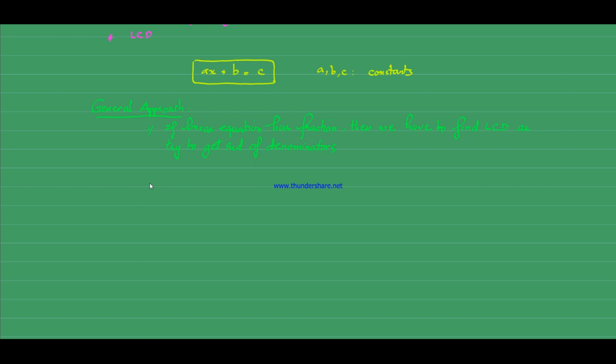After you get rid of the denominators, if there are parentheses, then you apply the distributive property to get rid of the parentheses.